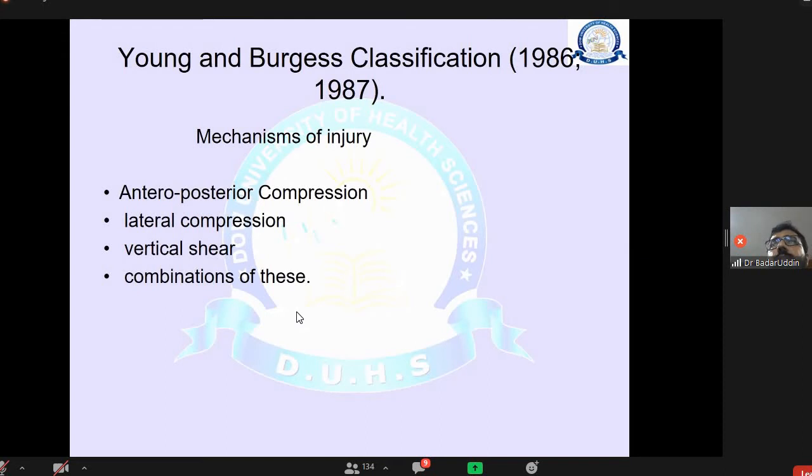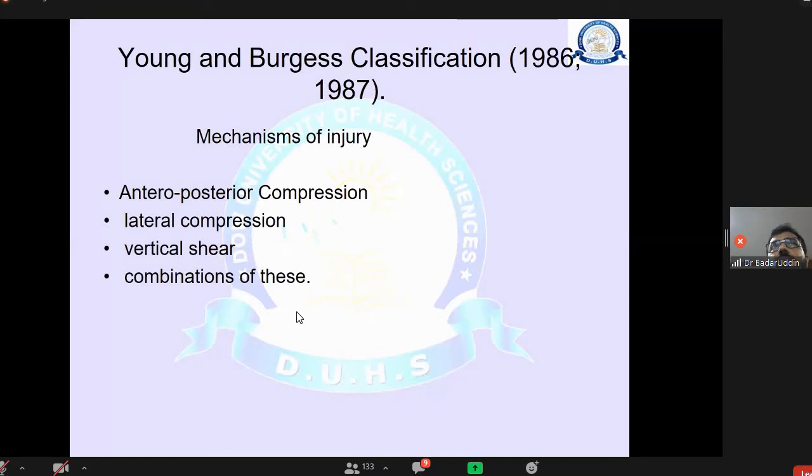Say somebody is standing straight and a bike or vehicle hits from the lateral side. That is called lateral compression injury. The third one is vertical shear, when the patient falls from a height to the ground and the limb moves upward. That is vertical shear injury. And the fourth one is a combination of all these, when there is extensive trauma and we can't decide the mechanism.